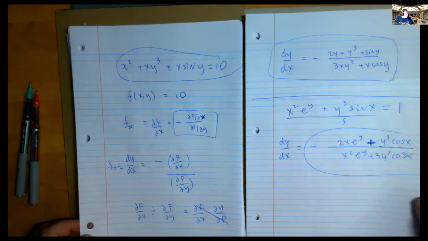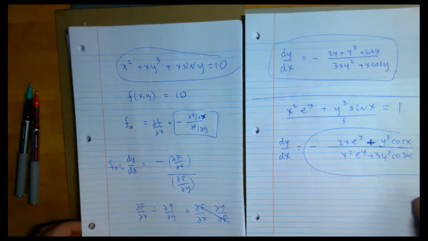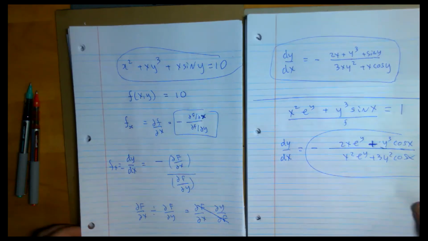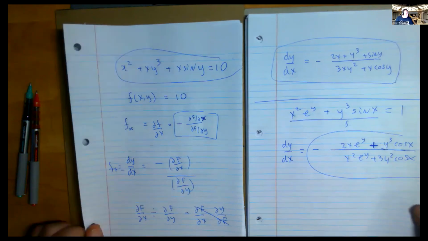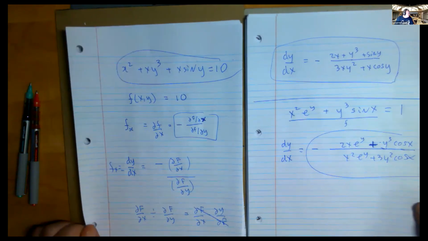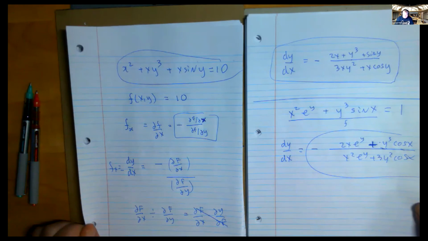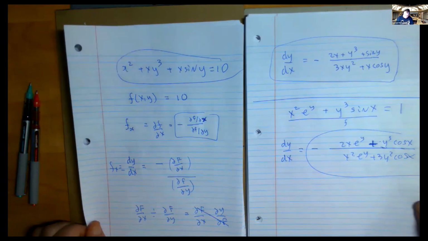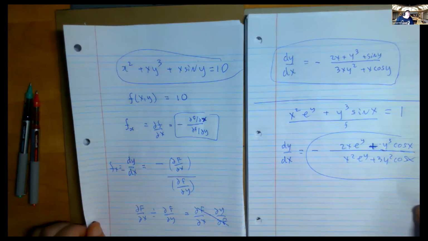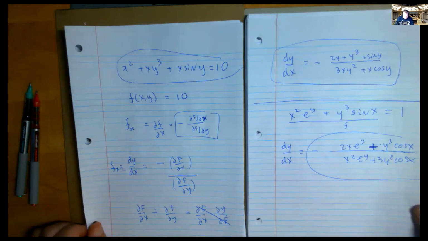Any questions? Would that work if there was a z term as well? No, unfortunately. It only works for x's and y's, implicit combinations of just x and y. So it's a nice trick. And it works for Calc 1 questions.